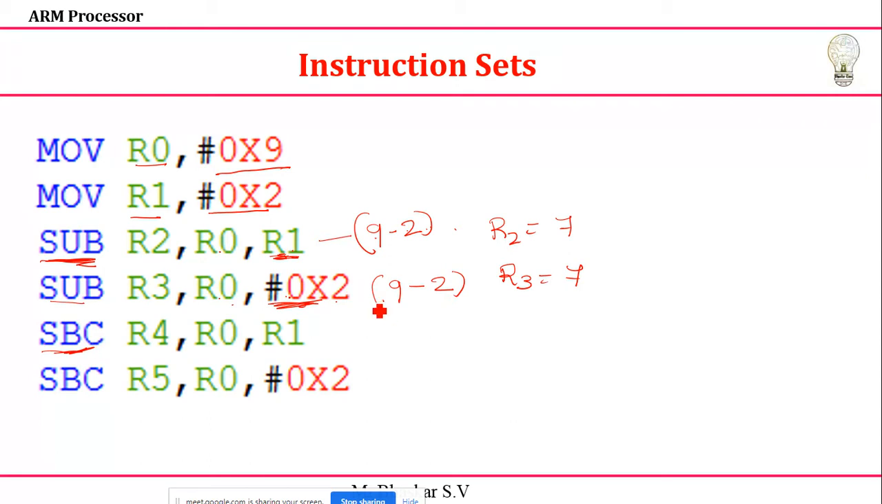Same process, 9 minus 2. They are telling you have taken the borrow. C is equal to 0 means default, because all my flag registers are equal to 0. If you have taken a borrow, what is the result you will get? What is the R4 value and R5 value?